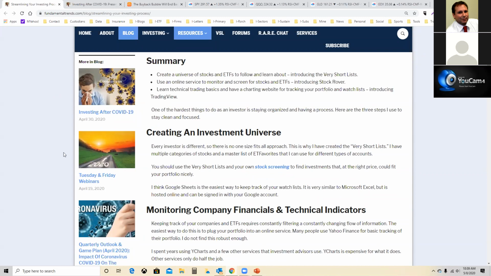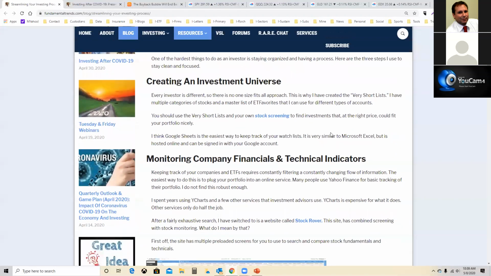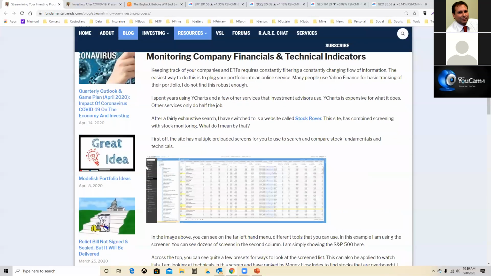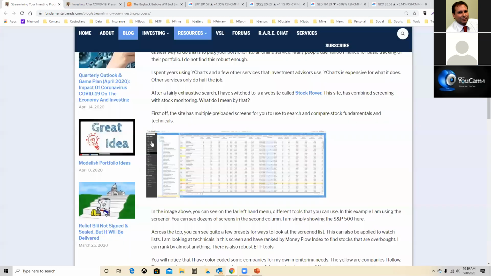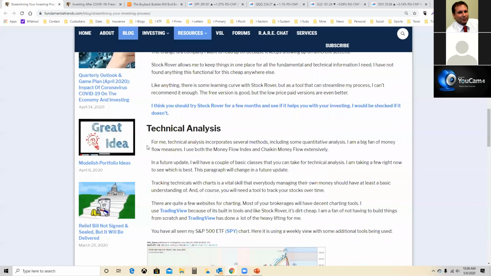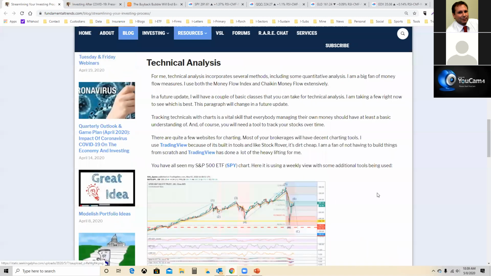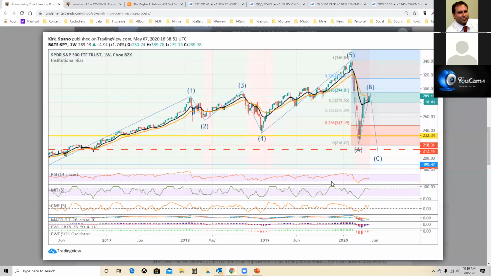So if you're going to screen for stocks, I've told you that I like Stock Rover because it allows me to sort things any old way that I want to, and then figure out how to chart things. Not because it's going to give you a magical answer, but because it's going to give you perspective.